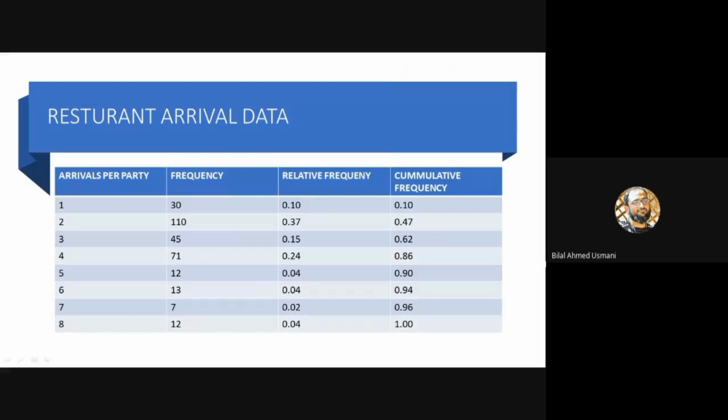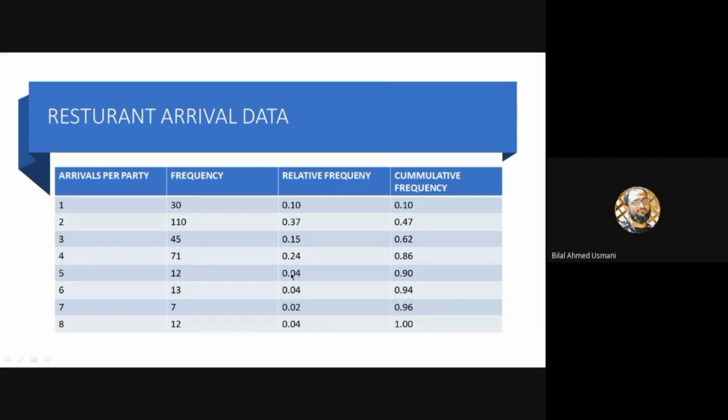This is actually what's happening. The answer lies in the relative frequency. Yes, 2 has the highest relative frequency, 0.37. So 37% of the time, from this total data, how much is it? I don't know, I need to sum it. But from this frequency, almost 37% of the time, the group of size 2 came, and 15% of the time a group of size 3 came, and for 24%, a group of size 4 came.